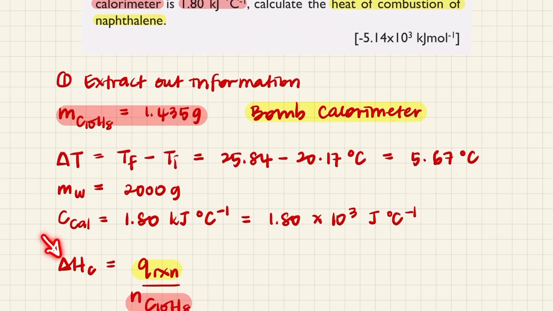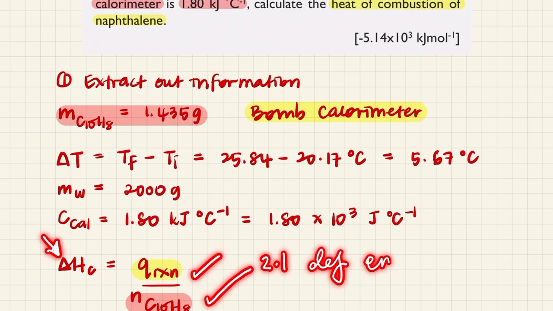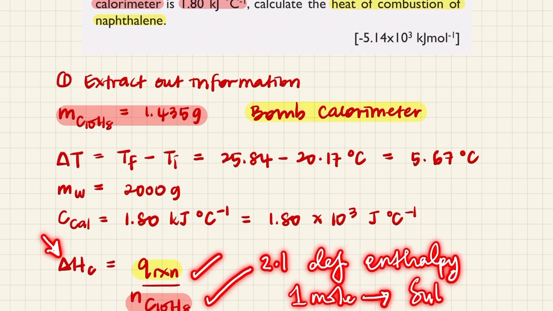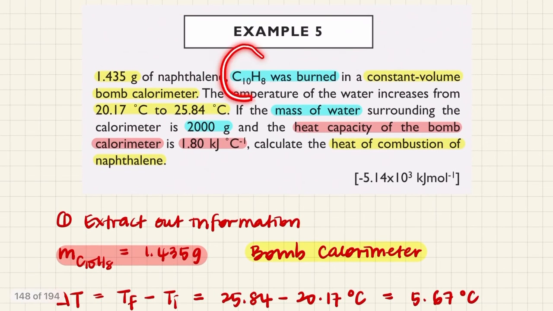last formula that you need to use to find the heat of combustion. It will be heat change of reaction over the mole of your substance that is burned. Again, it is important for you to know the definition of each of the enthalpy change, each of the enthalpy change punya reactions. So for combustion, 1 mole will refer to the substance that is being burned. In this case it will be C10H8.